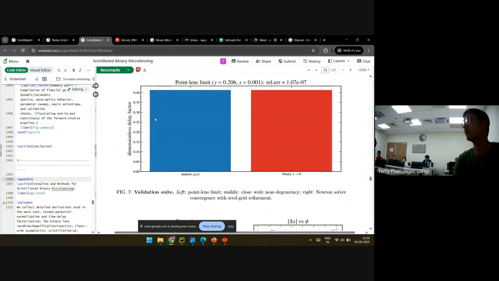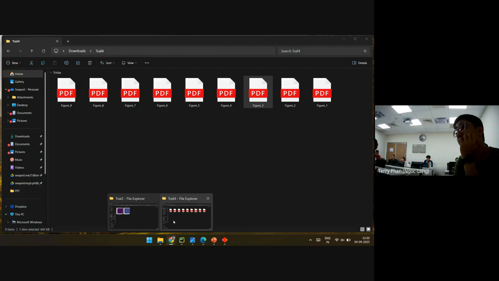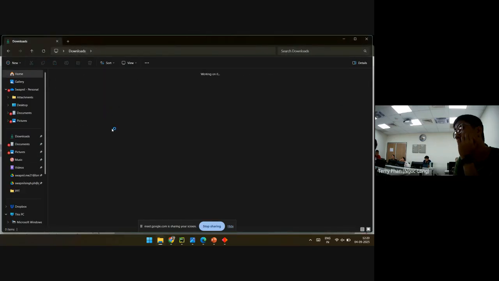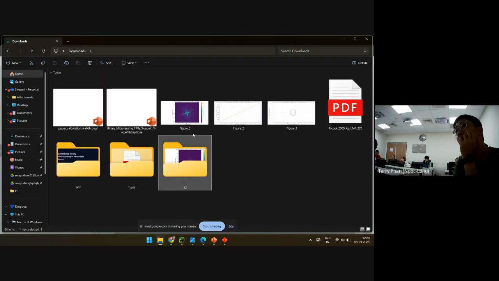So let me show this figure. I will make the plots better. The G function is for the binary one. Here, if you take S as zero, we are getting exactly the same. So it is behaving like a point mass lens and not like a binary.